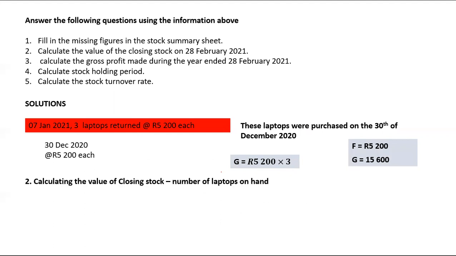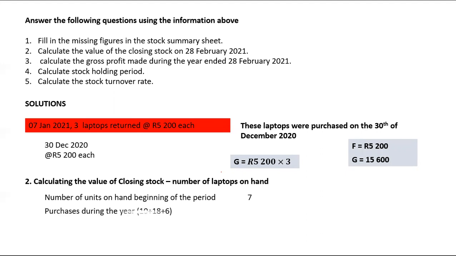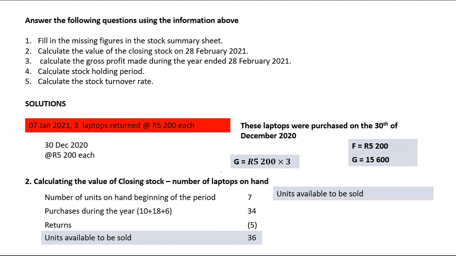Now, when we calculate the value of your closing stock, which is the number of laptops on hand, we first figure out the number of units on hand at the beginning of the period. It was 7, and then we purchased more, which was 10 plus 18 plus 6, and that will give us 34. And then we minus the ones that we returned. So laptops that were available to be sold in this case will simply be 36. But how many did we sell? We only sold 28, meaning that we still have 8 laptops that we did not sell.